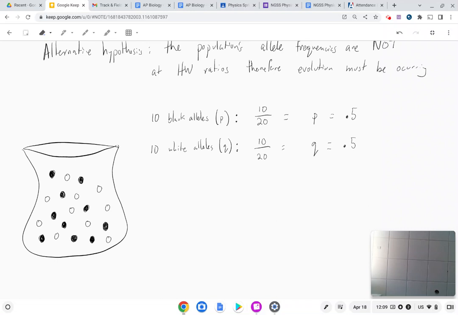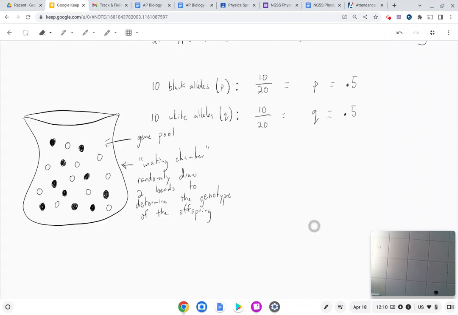All right, so students, this little container here represents the gene pool, but it also kind of represents what we're going to call a mating chamber. And so by randomly drawing 2 beads, we determine the genotype of the offspring. So if we're going to make an offspring, we're going to have to randomly draw alleles from the container to make those offspring. Okay, so here's what I want to ask you guys.